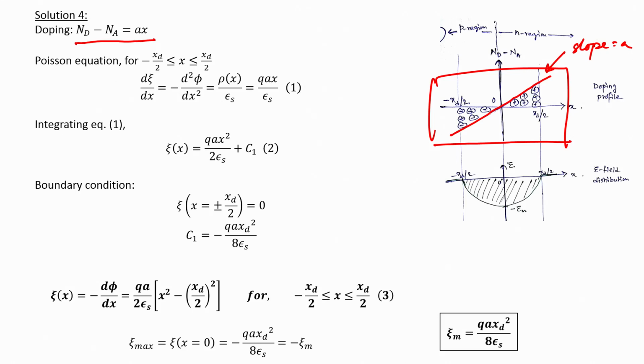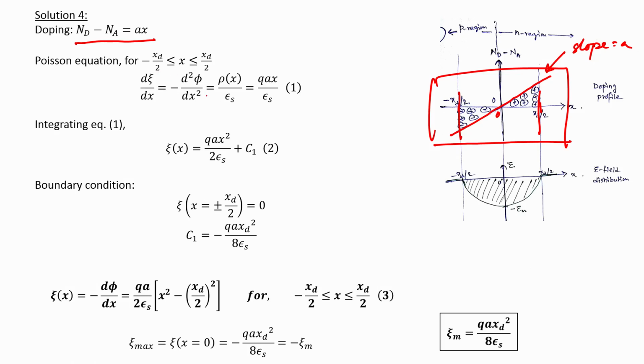First we have to solve the Poisson's equation. So between minus xd by 2 to xd by 2, we are considering here that xd is the depletion width, and we are considering symmetry, that minus xd by 2 is on the p side, xd by 2 on the n side, and the depletion layer is extended between these two regions, between these two lines.